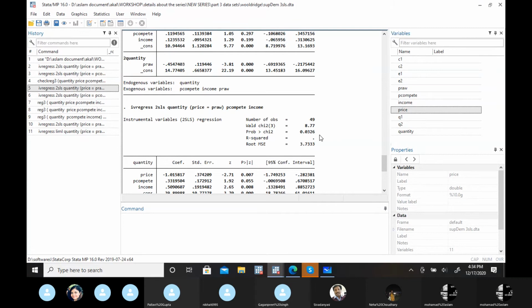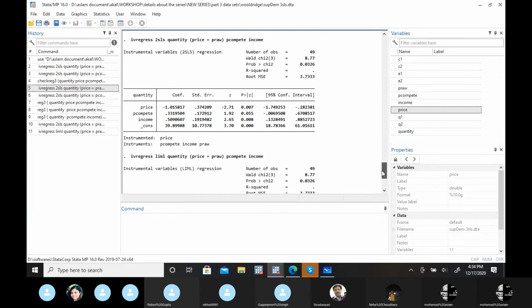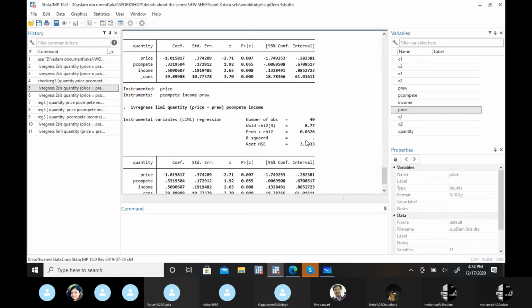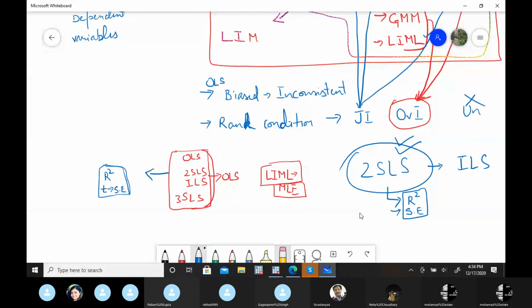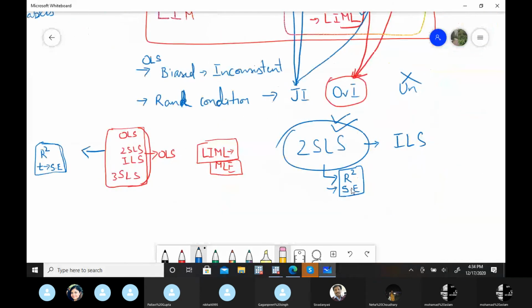Like we did the likelihood ratio test, there is a Wald test as well. So it will produce results with the Wald test with the chi-square distribution. Now you might have noticed this thing, R square is missing here. That's what I am saying, that you need to worry about R square and standard error. With 2SLS, these two things you have to take care.